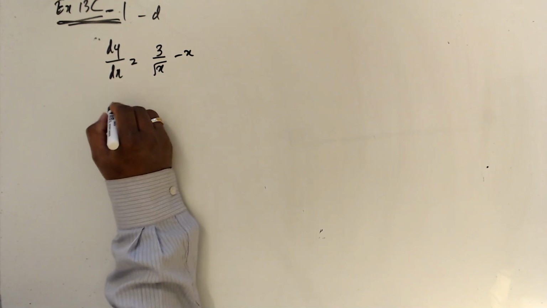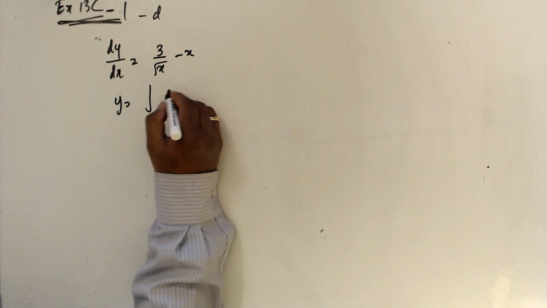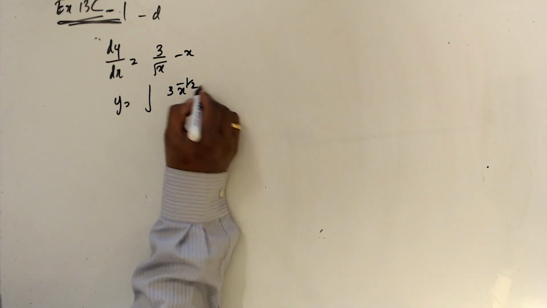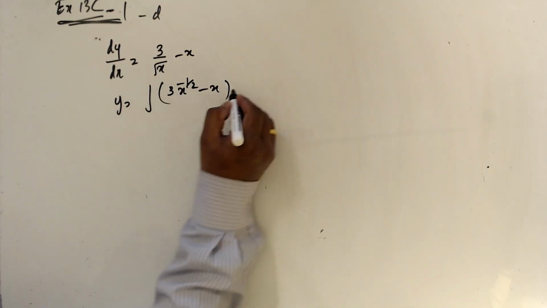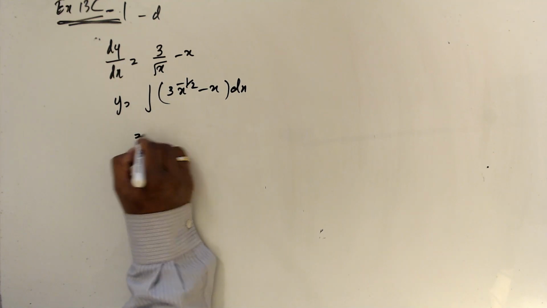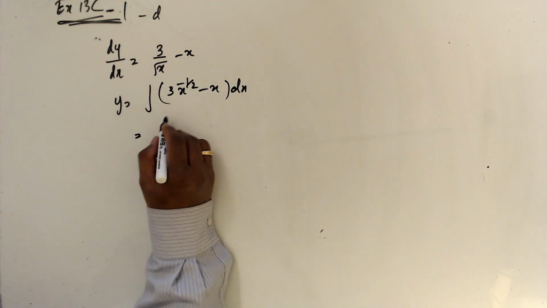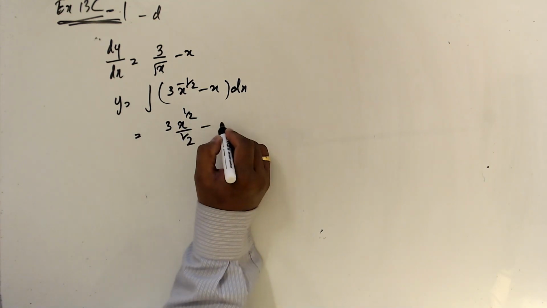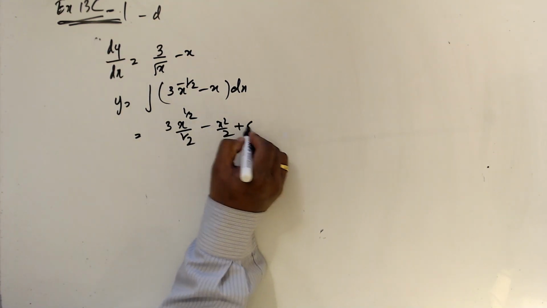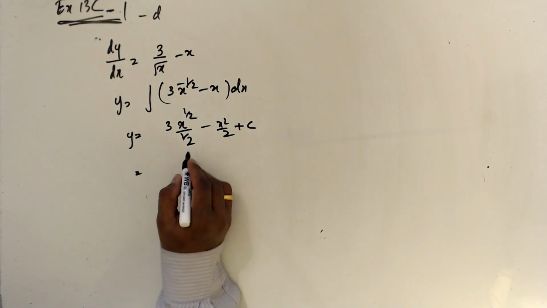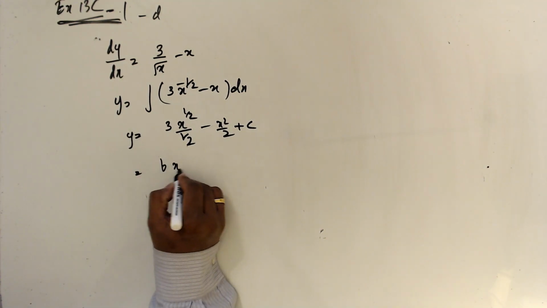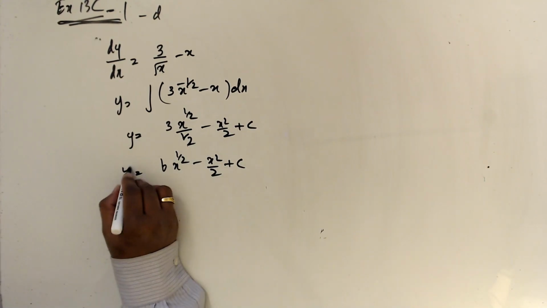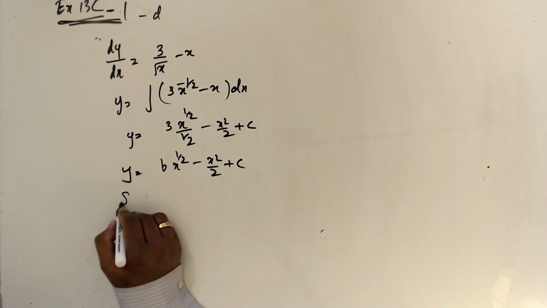Part D. So this is y. You can find it by integrating this one: 3x^(-1/2) minus x dx. So x becomes minus half, so 3x^(1/2) over half minus x squared over 2 plus c. So this is going to be 6x^(1/2) minus x squared over 2 plus c.